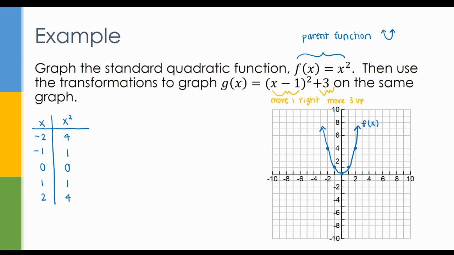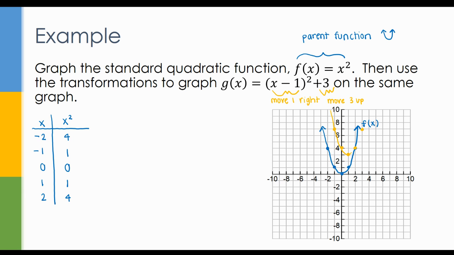Okay, so if I did just like we did on those other ones, I'm going to go to my original point. So I've got -2, 4. I know I'm moving 1 to the right and 1, 2, 3 up and plotting my point. From the ordered pair of -1, 1, I'm moving 1 to the right and 1, 2, 3 up. From 0, 0, 1 to the right, 3 up. From 1, 1, I go 1 to the right, 3 up. And then from 2, 4, I go 1 to the right, 1, 2, 3 up.